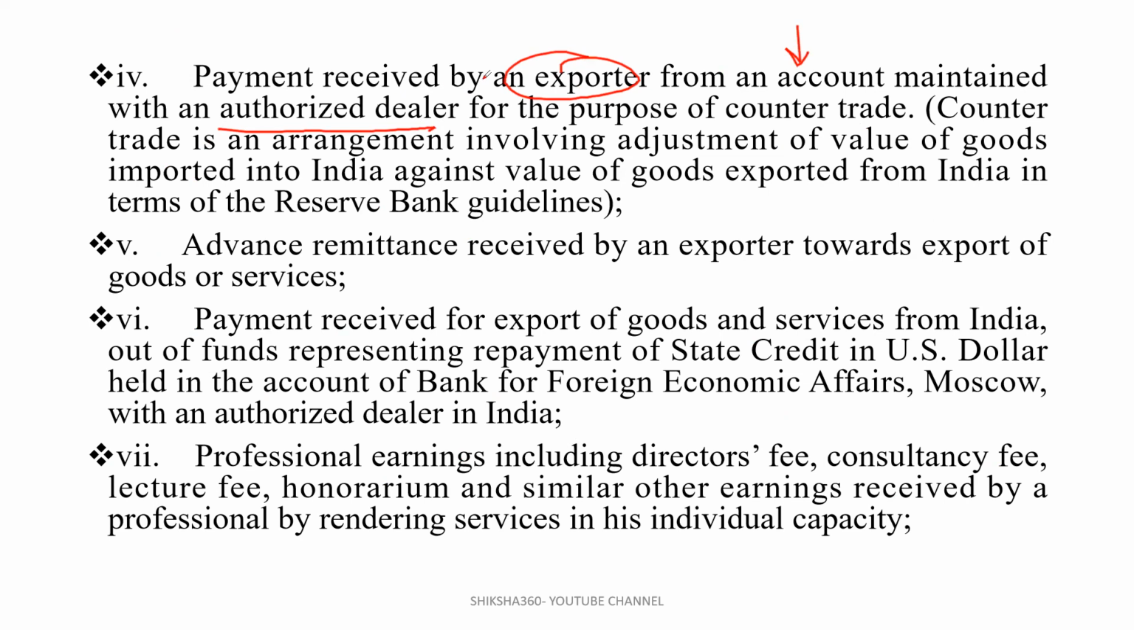Here, that is by an exporter from an account maintained with an authorized dealer for the purpose of counter trade. Now we will discuss what is the meaning of that. Counter trade is basically an arrangement involving adjusting of value, here we can say price. Counter trade is an arrangement involving adjustment of value of goods imported into India, that is, we are getting goods from another country into our country against the value of goods exported from India in terms of the Reserve Bank guidelines.